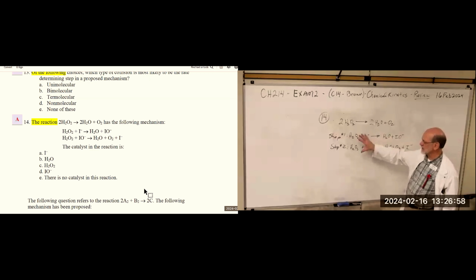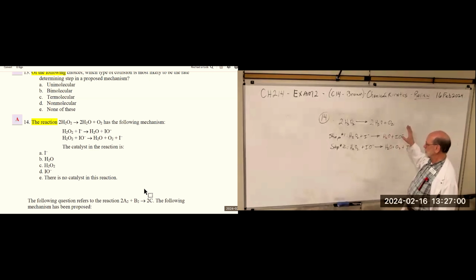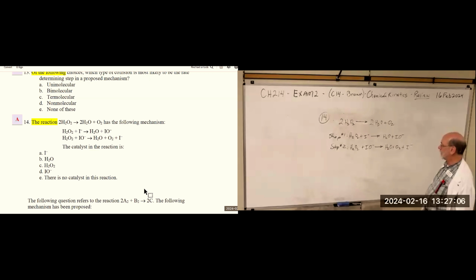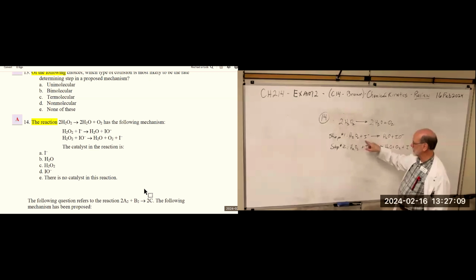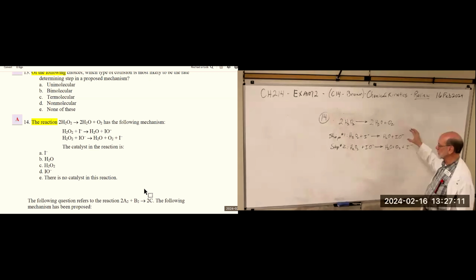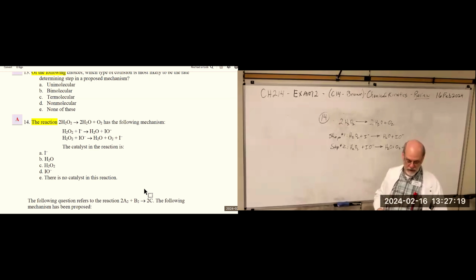This is a different mechanism than you would see without the catalyst. Without the catalyst, that would be what's happening. With the catalyst, you give it an alternate route, which is faster. Actually, I think this is the slow one and this is the fast one, relative to one another.